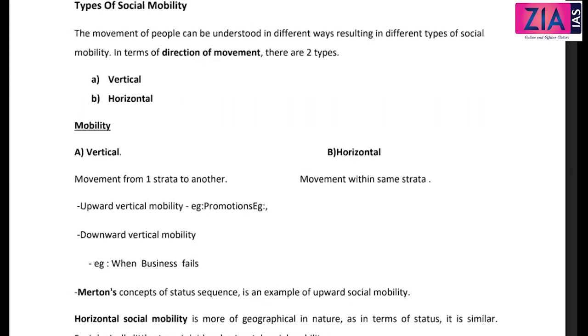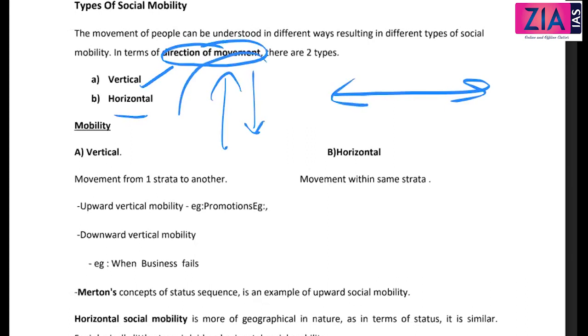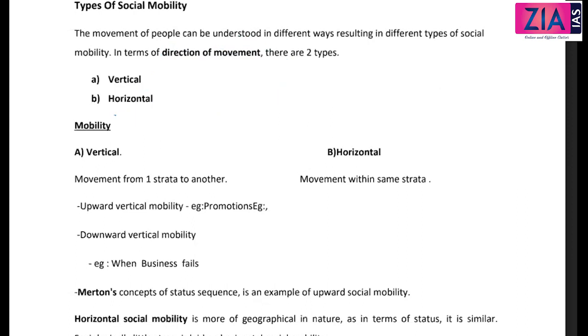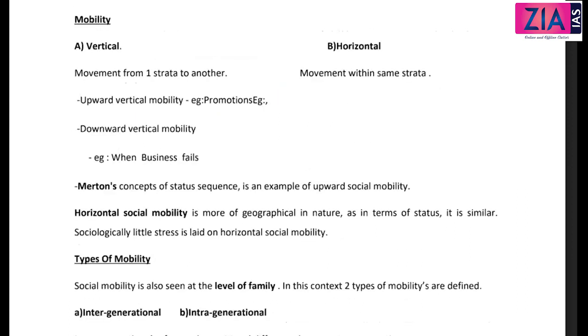Now the types of mobility, as I've told you, there are two types based on the direction of movement. Vertical, if the movement is like this. Horizontal, if the movement is like this. This is what promotions and all are, this is what transfers are, for example. Vertical movement is from one strata to another, and it can be upward and downward. Promotions, business failure.